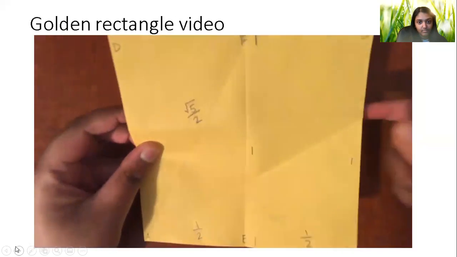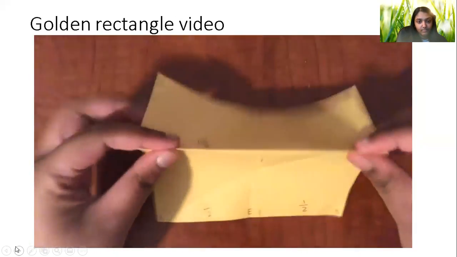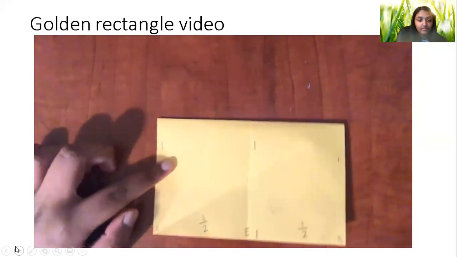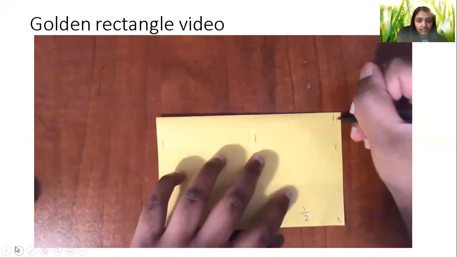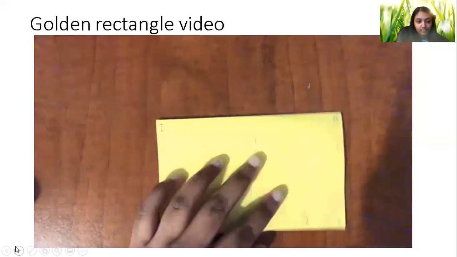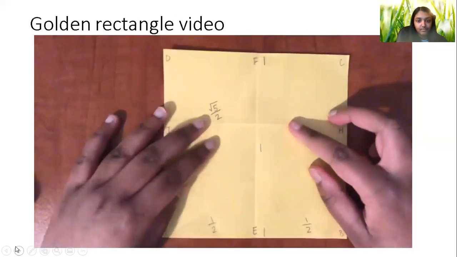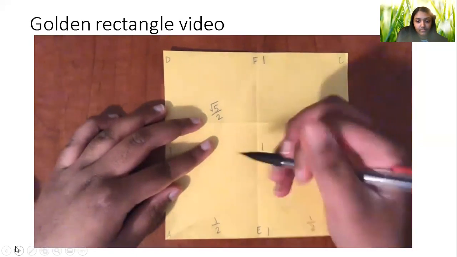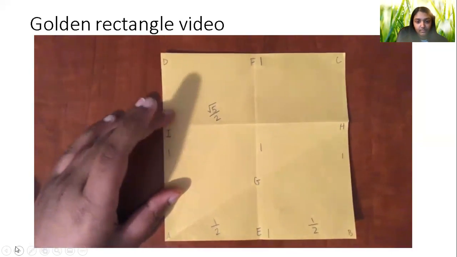The next step is to fold from this point all the way across, backwards, and the resulting rectangle is a golden rectangle. I'm going to label this point H and this point I. Now I'm going to prove that it's a golden rectangle. You can see that line FE is intersected by line AH at this point. I'm going to call it point G.